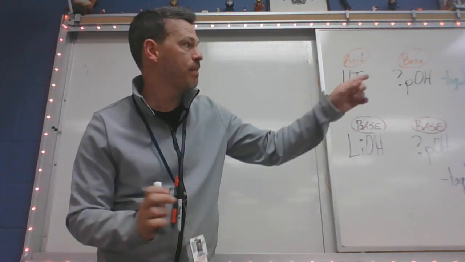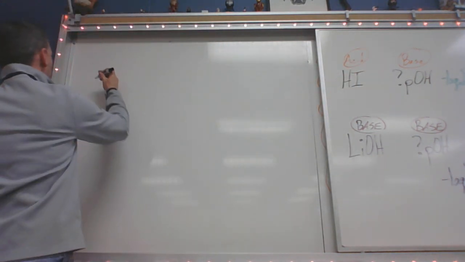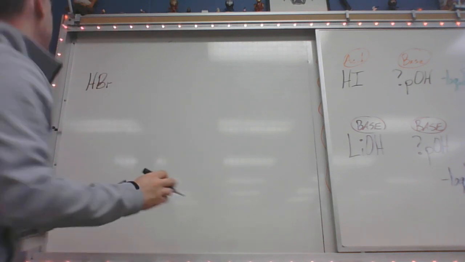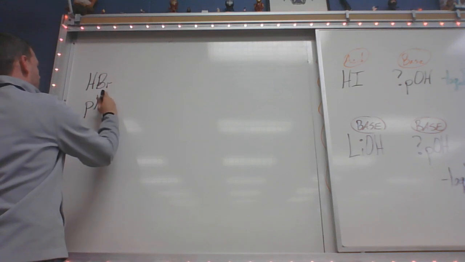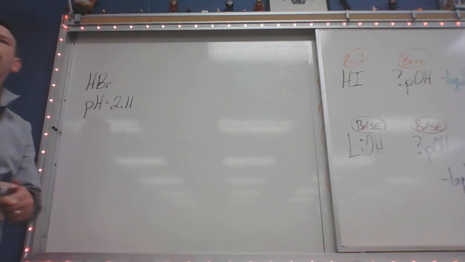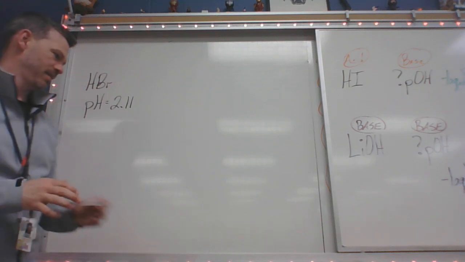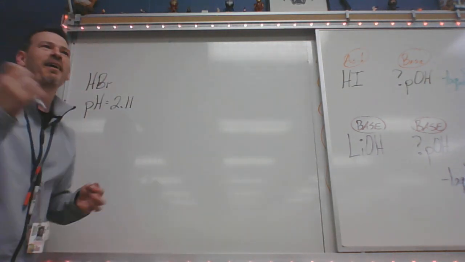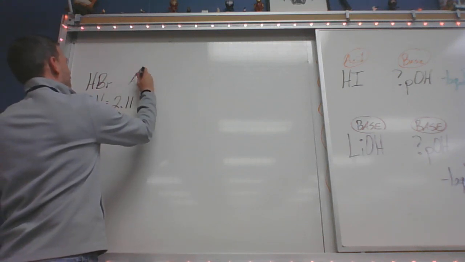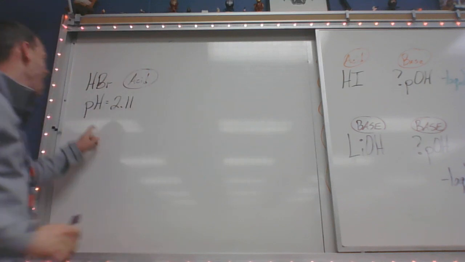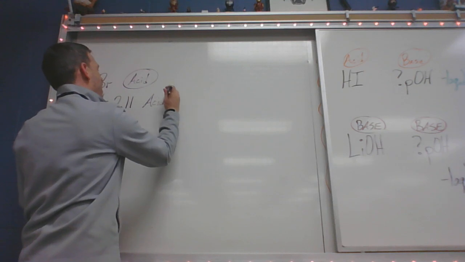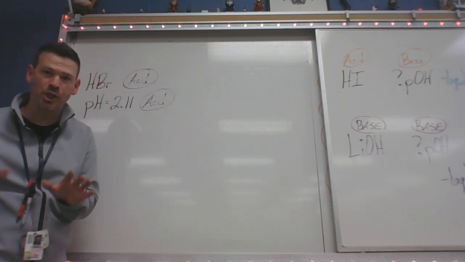Again, let's extract some data from the new problem. I see HBr, and I see that it gives me a pH. It says the pH is 2.11. So there's data from the question. Hey, acid or base? Acid, because it's just the H. So hooray, we haven't done this yet, but we know that matching is a good thing.